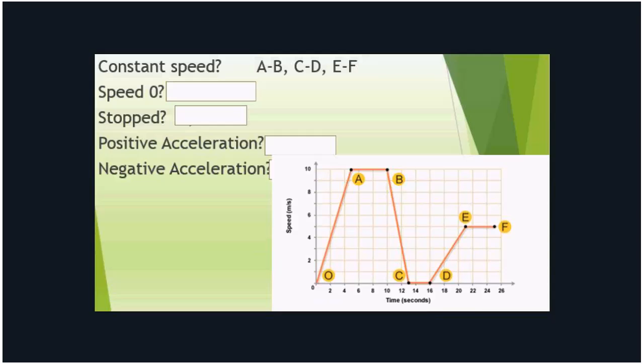Now, if you use what you know about speed, if your speed is 0, it means you're stopped. So technically, these two questions are asking the same thing. He stopped at O and C and D.